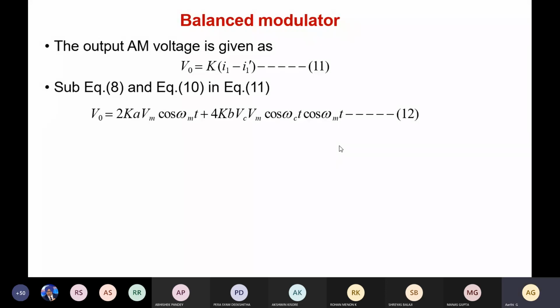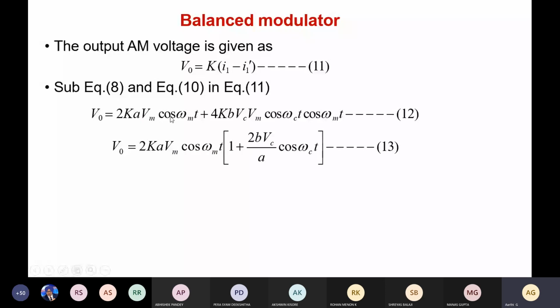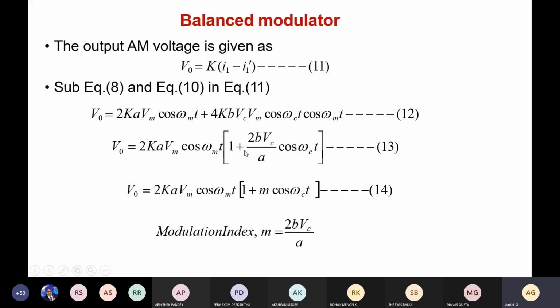From this, we are just taking the constant term outside. We can take this entire first term, which is common, cos omega mt into 2K VM, where VM is constant. And if you take this A also outside, we can divide the second term by A. So we are taking this entire term outside. It becomes 1 plus 2B VC cos omega ct by A. This 2B into VC by A, we are taking it as the modulation index, which is M.